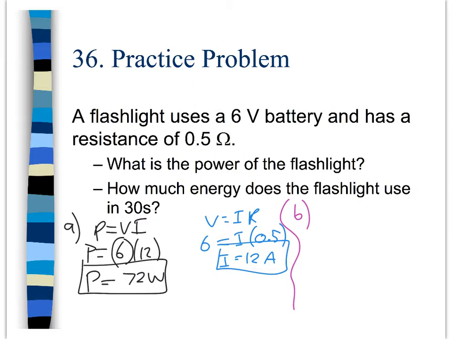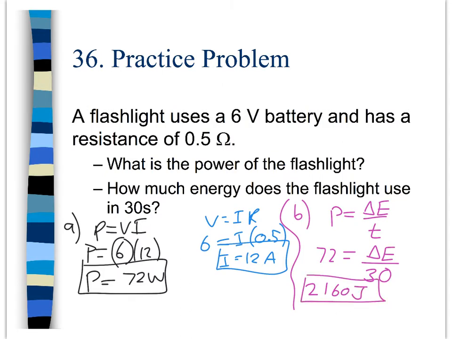Now that I have that power, I can go ahead and find my energy. I'm just going to do that by saying that power is work or change in energy over time. So that 72 watts is equal to the change in energy, which is what I'm solving for, divided by 30. So when I multiply this out, I get 2,160 joules of energy is going to be consumed in 30 seconds.